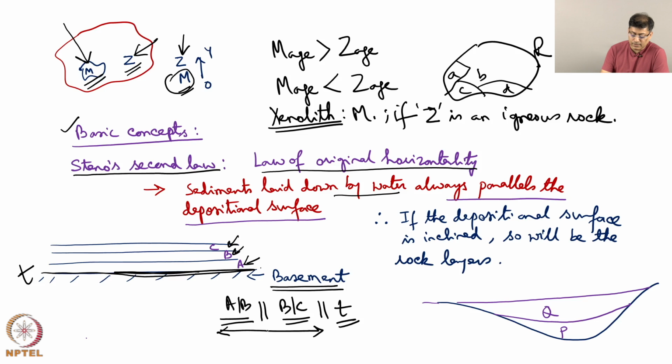Note that in Steno's second law, it is nowhere said that the layers will be horizontal. Commonly we think that the basement is horizontal or near horizontal and over which horizontal layers have been deposited. There are so many evidences that show that the basement can be undulated. I have drawn here a case of a basement which is undulated. So, here is a depression. Now, suppose from outside sediments are coming, layer P will be deposited and followed by layer Q.